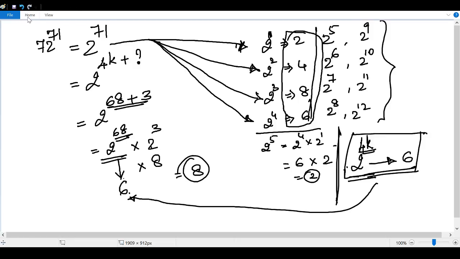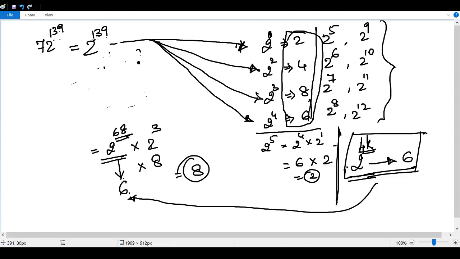So I am going to write one more down on the left side. Just give me a minute. So let's say I'm talking about not 72 power 71, but let's say we are going to talk about something else. So let's say that the question is 72 power 139. Now, it is nothing but 2 power 139.